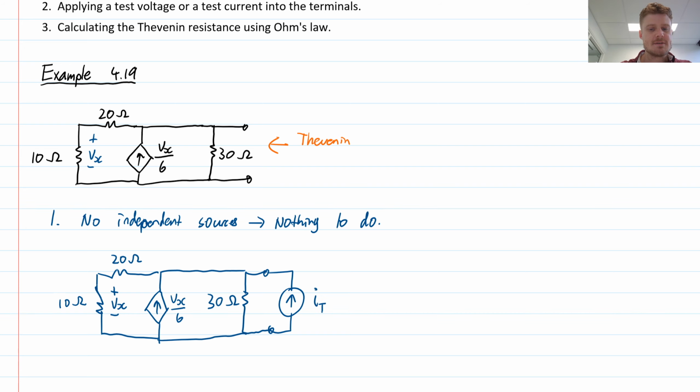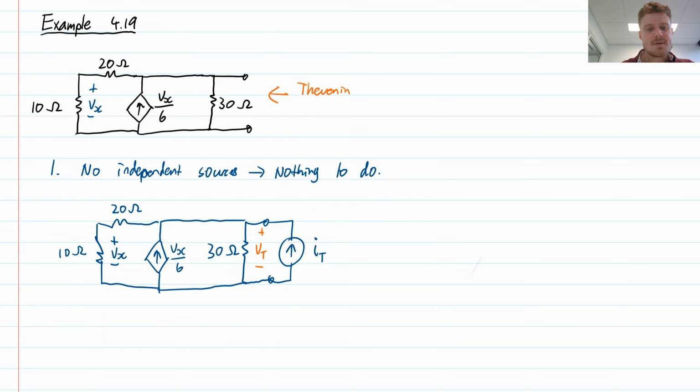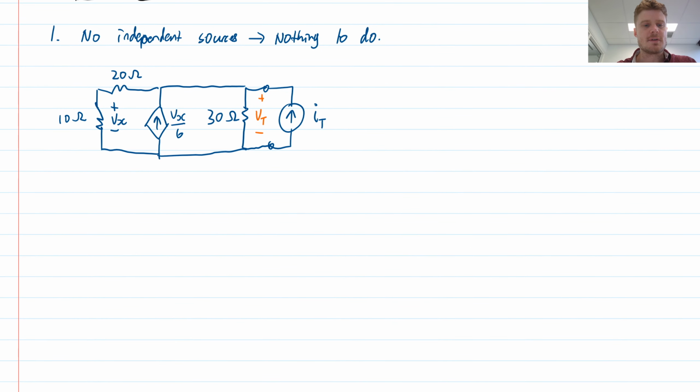And now I would like to analyze, well, what is the voltage that appears across these terminals? So that would be a voltage here. We'll call it Vt for vtest. So if I know the test current and the test voltage, I can then calculate the Thevenin resistance looking into these terminals. So to analyze this circuit, I'm going to use a nodal analysis.